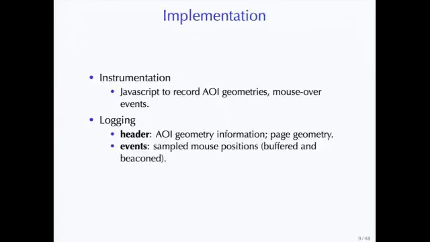So how is this implemented? Like I said before, the instrumentation is based on JavaScript. The JavaScript can record the geometry of the different areas of interest. It can also capture the mouse trajectories. In practice, how that's beaconed up is you're sending up the header information with all the AOI geometry information, which is stationary more or less with respect to the session. And then every time you observe mouse movements, you fill this buffer that you flush out as the buffer gets full.